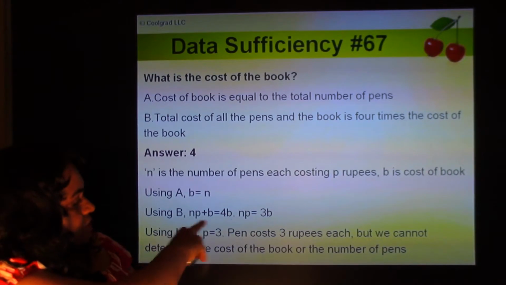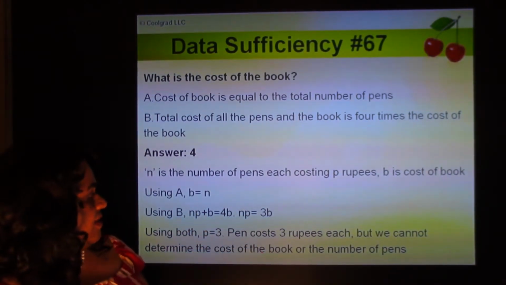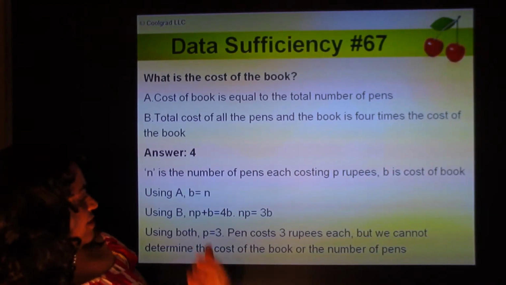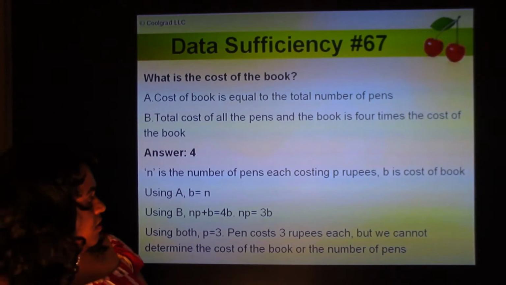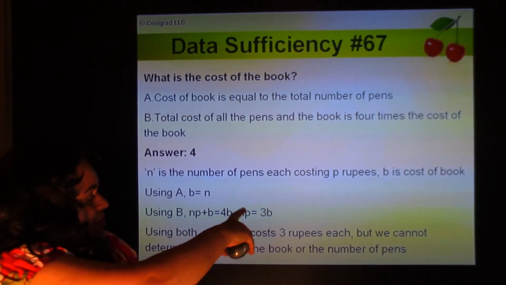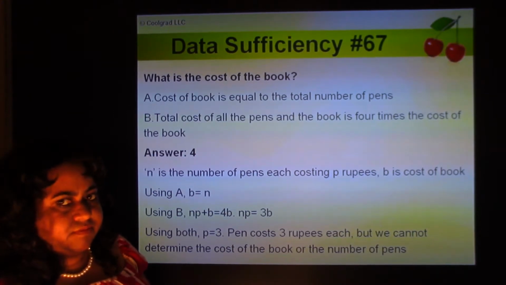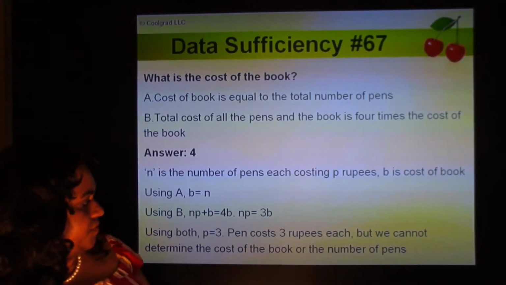Solving this, you just take the B on the other side. So NP equals 3B. So either statement alone is not enough, but using both statements, B is equal to N, so instead of B, I put N. So we get P equal to 3. So pens cost 3 rupees each.